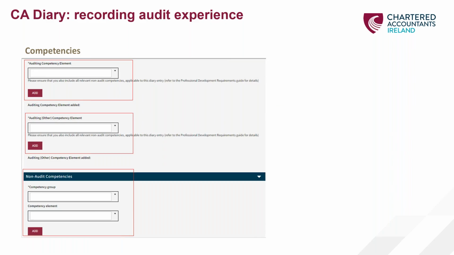If you're recording audit experience in your diary entry, you need to select a minimum of one competency element from either the Auditing Competency element or the Auditing Other Competency element drop-down fields. If you have input audit days in either of the four categories, then select the corresponding audit competency category. If you have selected the Assurance Engagement Training option, you cannot claim any audit days.